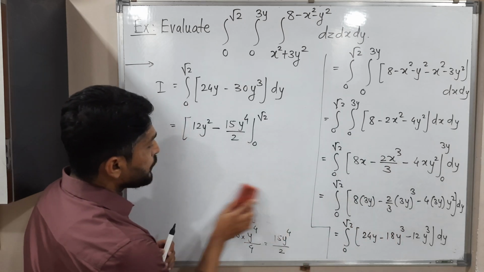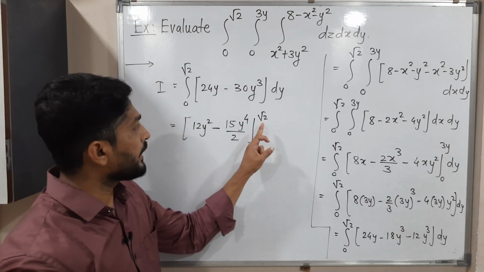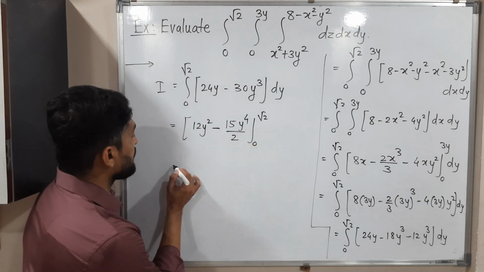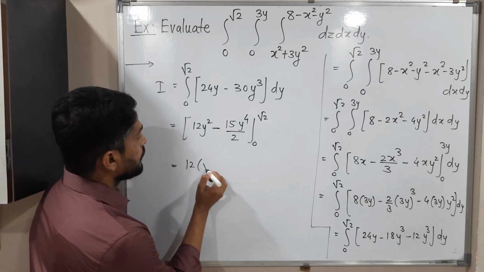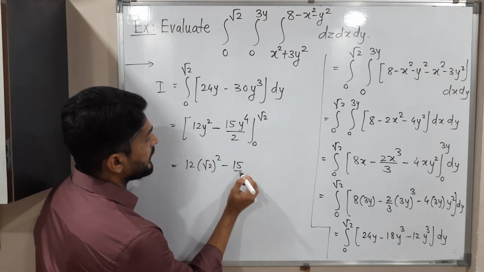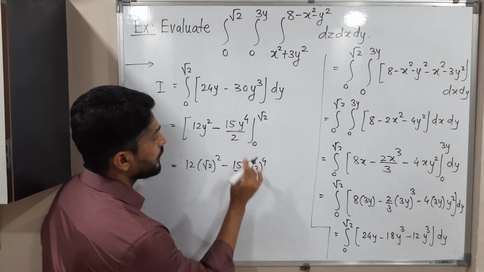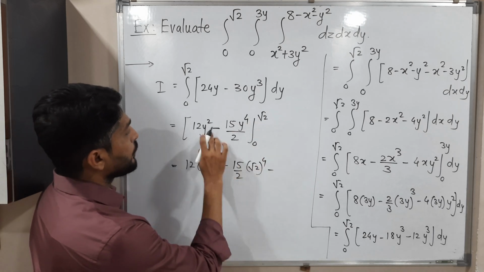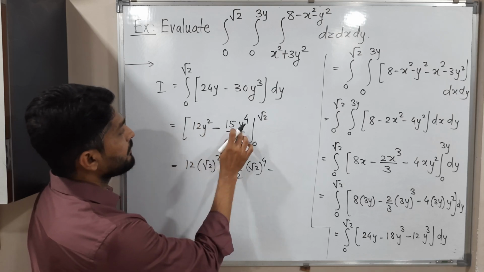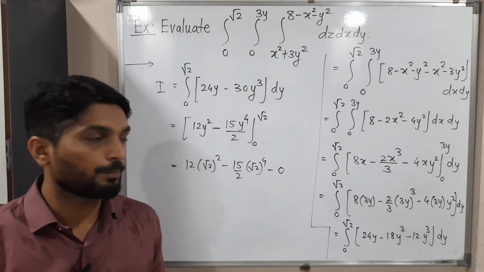Now we have to put the upper limit and then I will put lower limit 0. At a place of y, I am going to put upper limit. Let us see what will happen. 12 root 2 raised to 2 minus 15 by 2 as it is. At a place of y, I am going to put root 2 raised to 4. Now I will put minus 0. Okay, if I put 0 here, 0. If I put 0 here, 0. So if I put lower limit 0, we are getting answer 0.